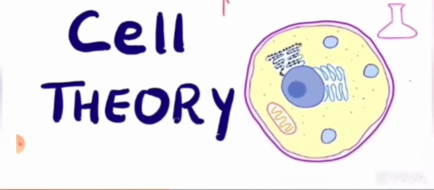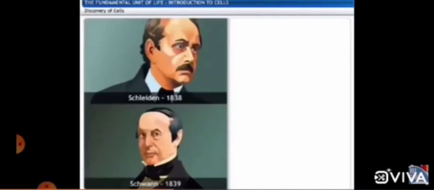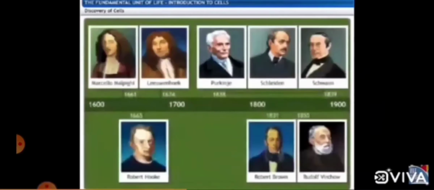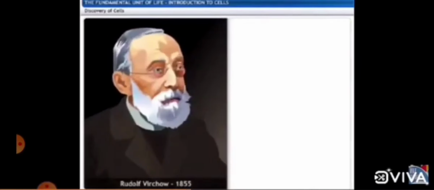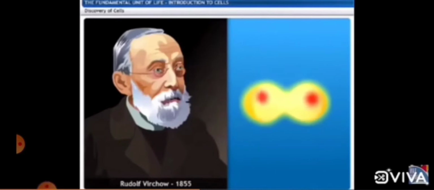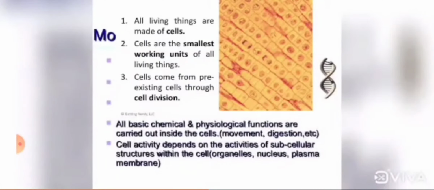Cell theory. Schleiden in 1838 and Schwann in 1839 proposed the cell theory that all plants and animals are composed of cells. Rudolf Virchow in 1855 further expanded the cell theory by saying omnes cellula e cellula, which means all cells arise from pre-existing cells. So the main points of cell theory are: all living things are made up of cells.